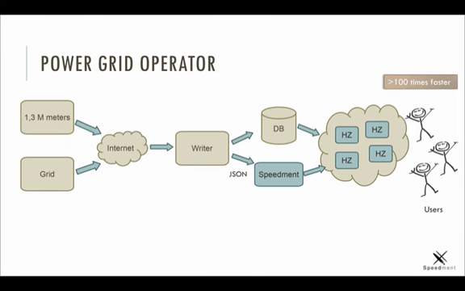And by the time more meters are added, or if they want to keep more current data in their data grid, they can just add more Hazelcast nodes. So they can grow linearly and scale with this system.